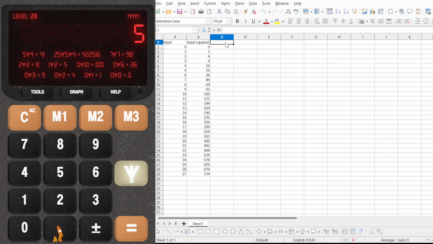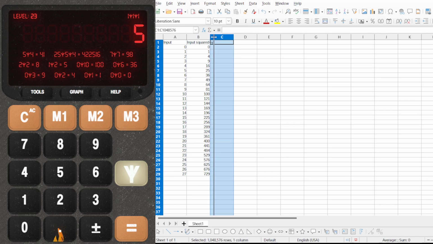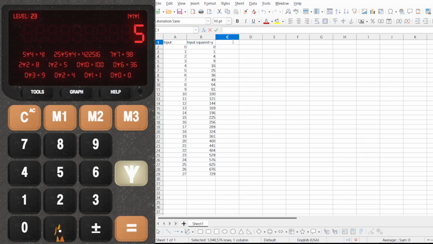And this one is going to be, we're going to call this one y. We're going to adjust this one just a little bit, and this one is the 666 minus y. So this one we're going to write down equals 666 minus this one. And now we're going to go downwards.